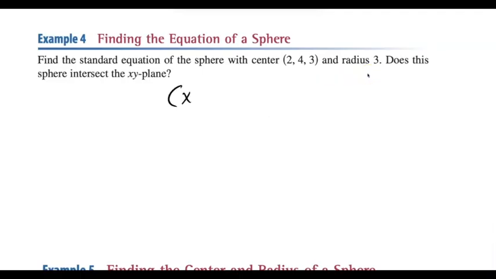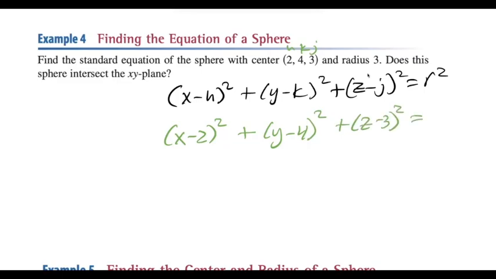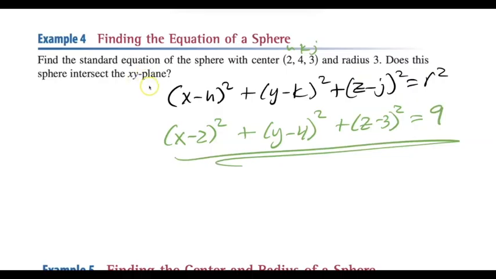Our formula is going to be x minus h squared plus y minus k squared plus z minus j squared equals r squared. Let's plug in our points, h, k, j. I get x minus 2 squared plus y minus 4 squared plus z minus 3 squared equals 3 squared, which is 9. So that is our formula. Now, does it intersect the xy plane?